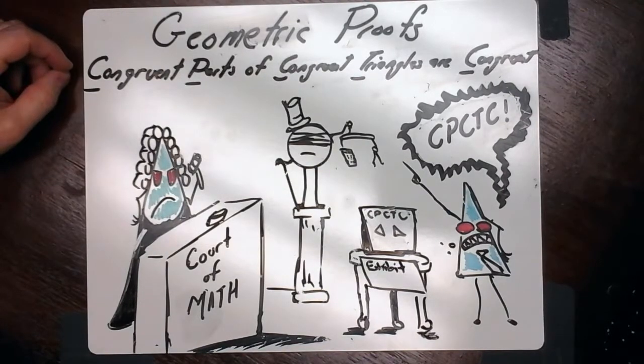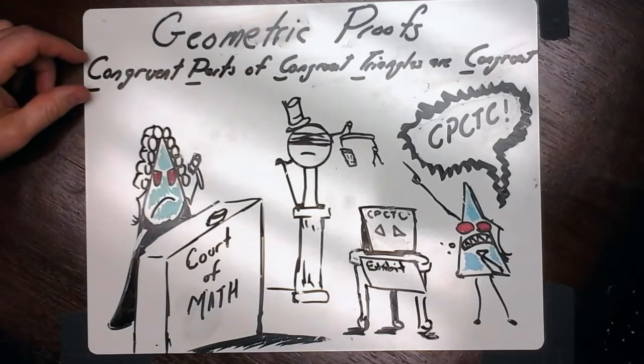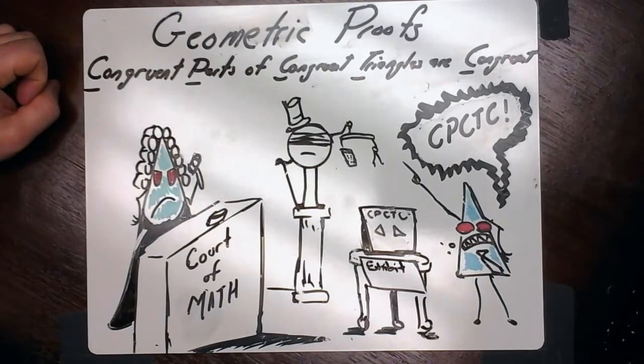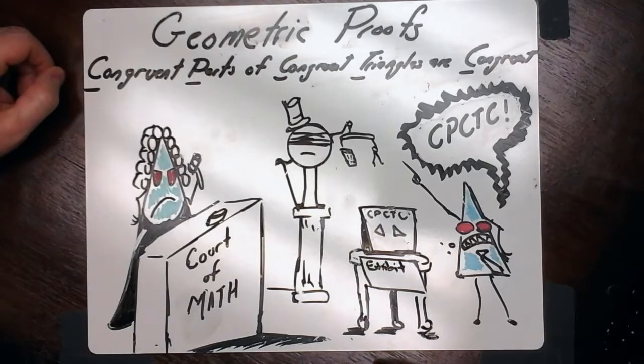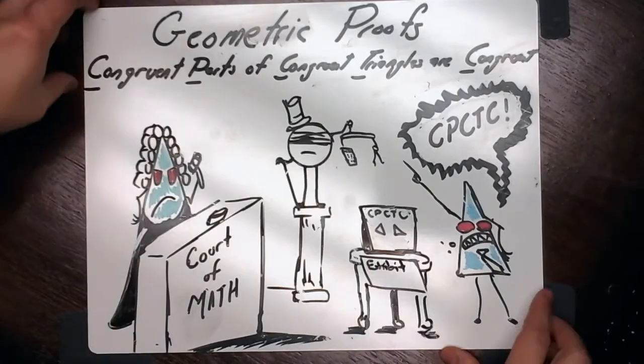For this video, we're covering congruent parts of congruent triangles are congruent, or better known as CPCTC. Often, the issue we have with that statement is when to use it. So that's what we're going to talk about today. We're going to go through the definition of congruency, look at different ways to prove triangles are congruent, then look at the definition of CPCTC, then do a proof using it. So let's get started.